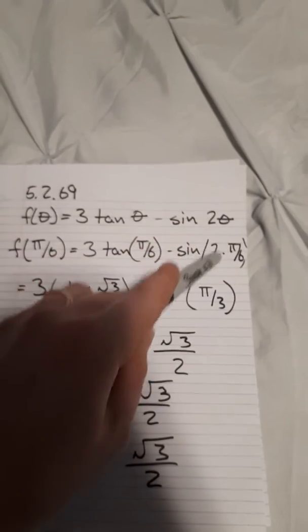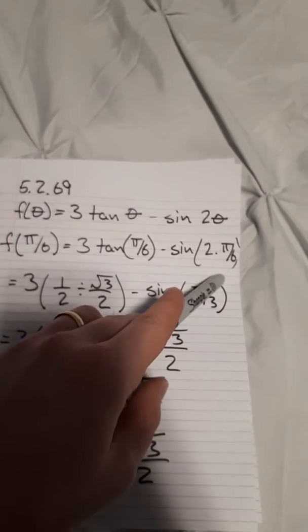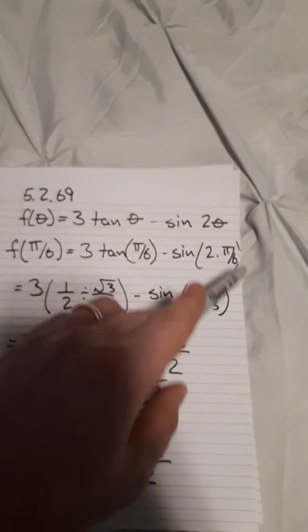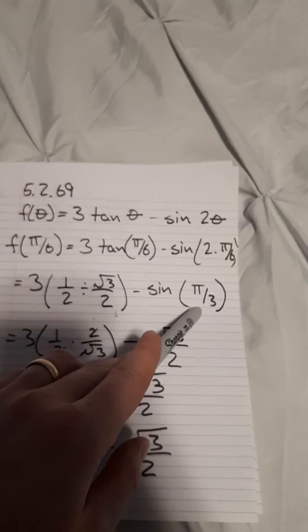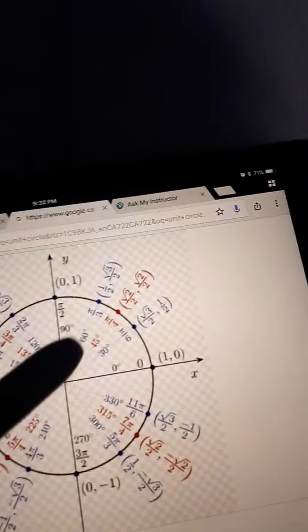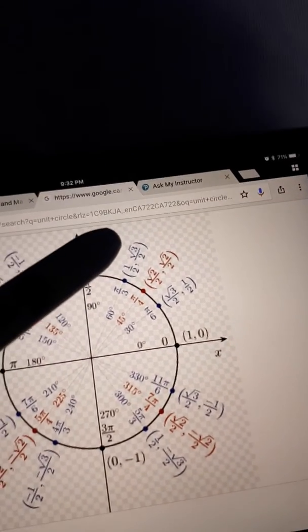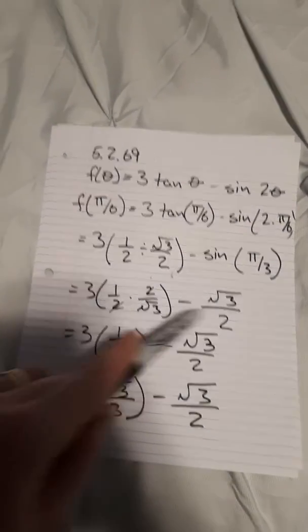Now the sine of 2 theta, that's 2 times pi over 6. So that's 2 pi over 6, and we would reduce that fraction 2 over 6, which simplifies to pi over 3. So we're really looking for the sine of pi over 3 here, which again, if we pull up the unit circle, we find pi over 3. The sine is just the y component, so it's root 3 over 2. So that's where that comes from.